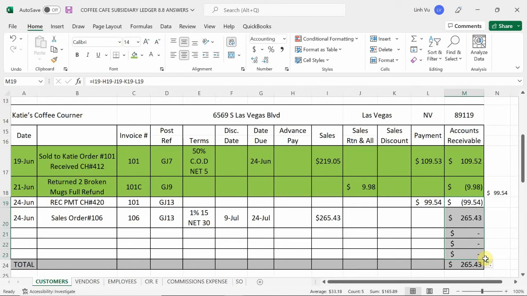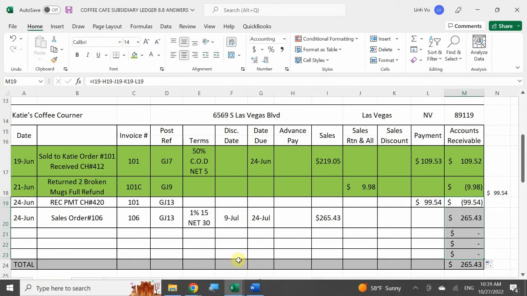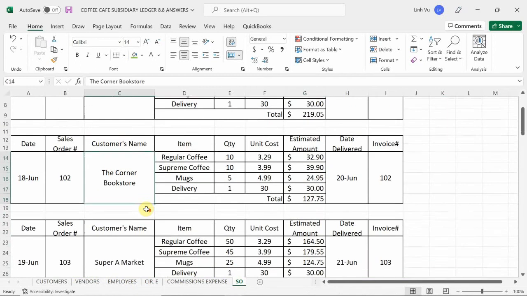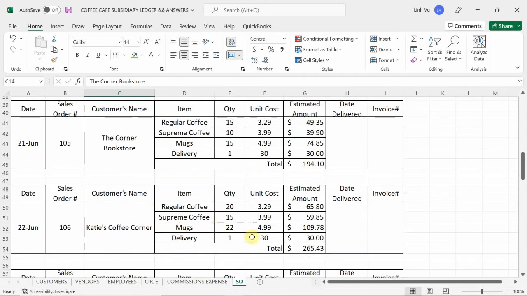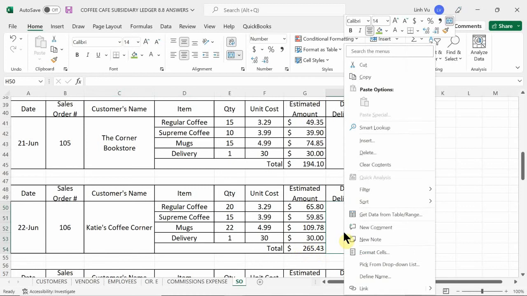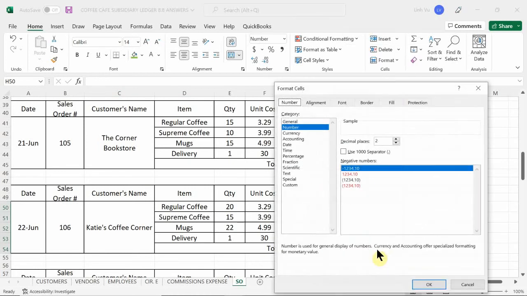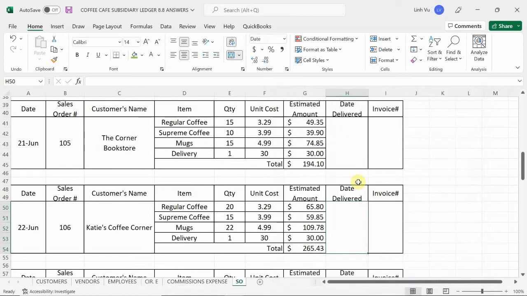Okay, good. Now, who is responsible for Katie? Albert. So let's go ahead and check off that sales order because he did complete it. So let's look for it. Sales order number 106 for $265.43. But look at that, he ended up missing the corner bookstore. Okay, so $265.43 is what he's going to earn the commissions on.